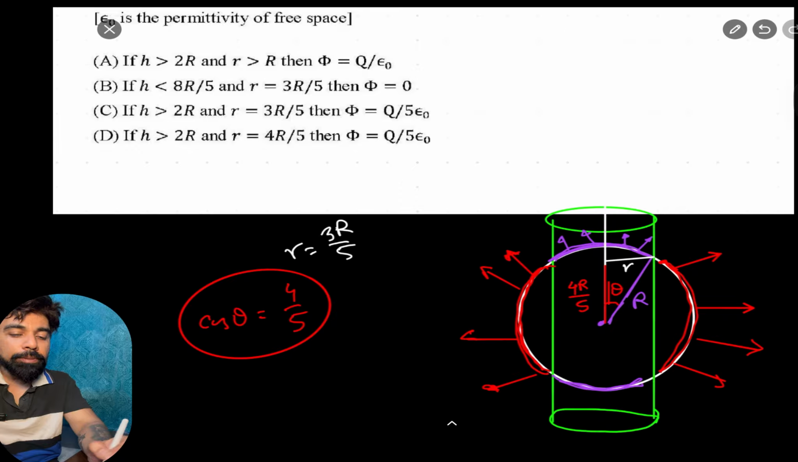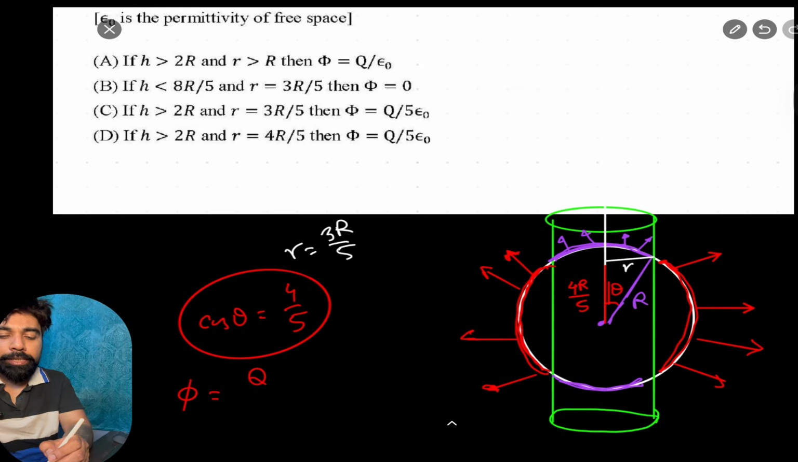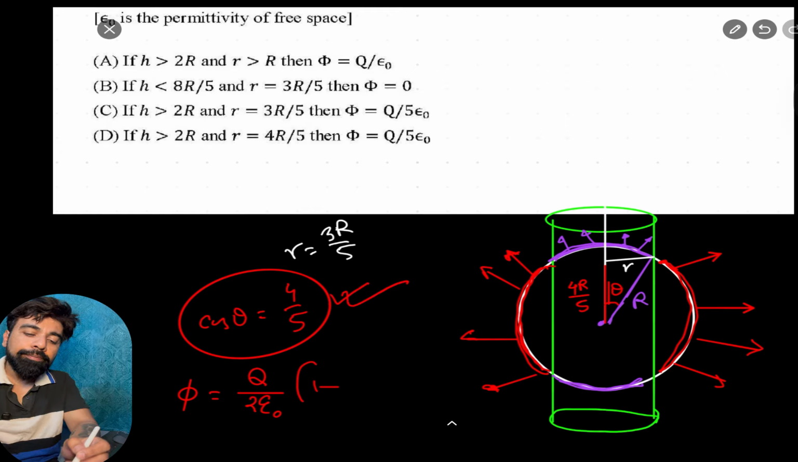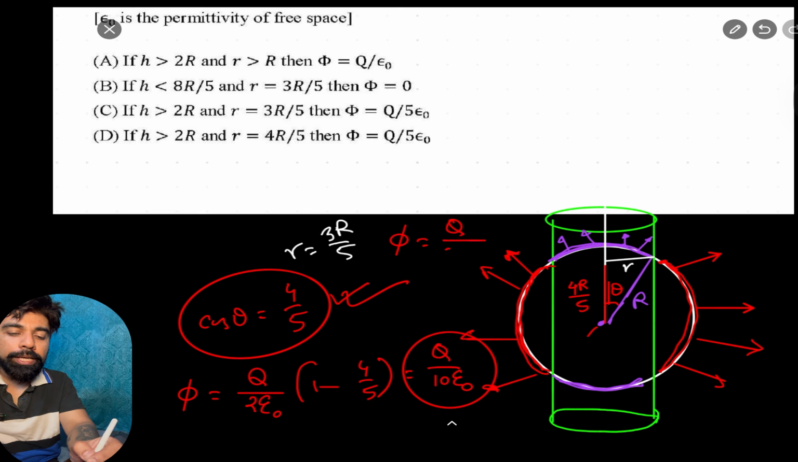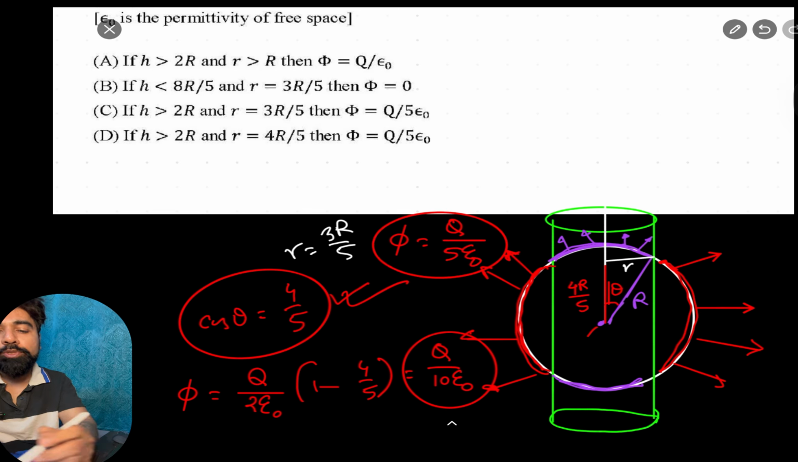So what is the flux through the purple spherical cap? That's going to be phi equal to Q by 2 epsilon naught into 1 minus cos theta, and the value of cos theta is 4 by 5. So we'll put the data here. How much flux am I getting? It is coming as Q by 10 epsilon naught. This is the flux passing through the upper part. By symmetry, the lower part will also have this much flux. So the total flux is going to be Q by 5 epsilon naught, which is option C. So A, B, C are all correct.